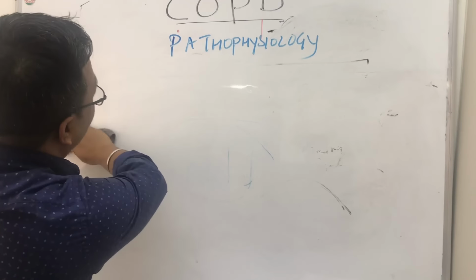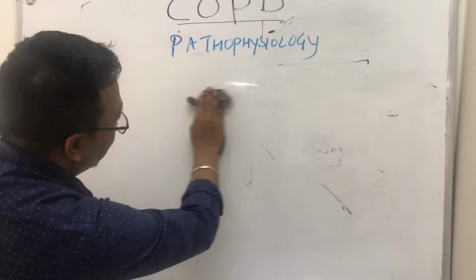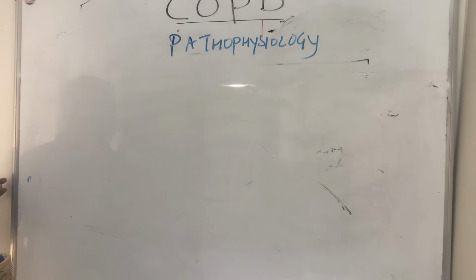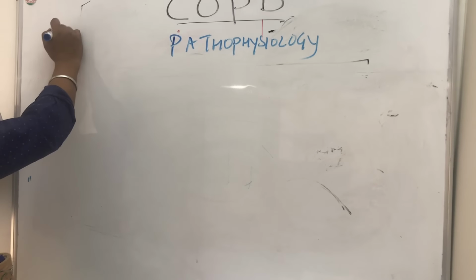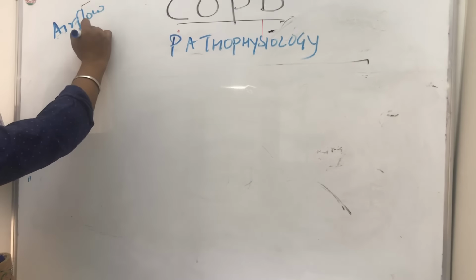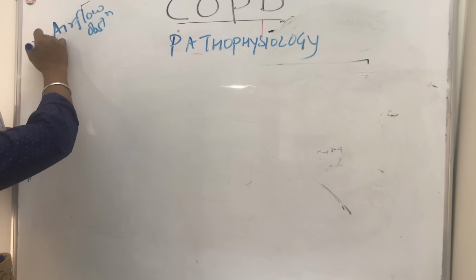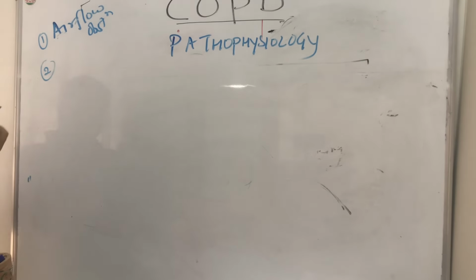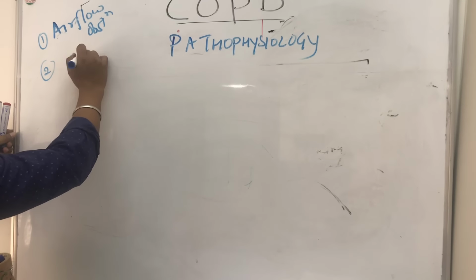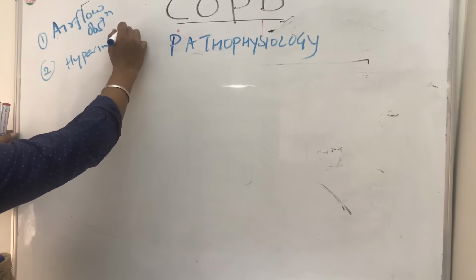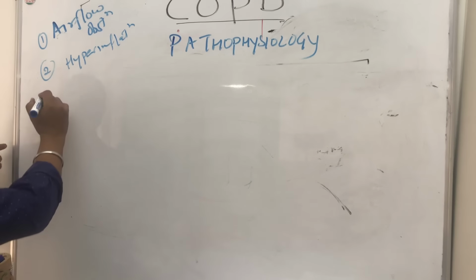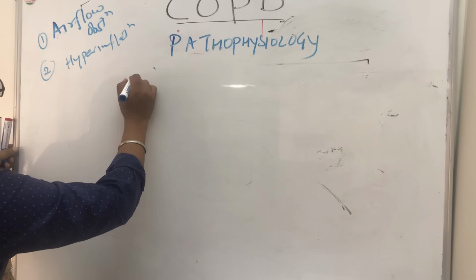As we discussed in pathophysiology, you write three things. Number one, you write airflow obstruction. Number two, you write hyperinflation or air trapping. Number three, you write gas exchange.